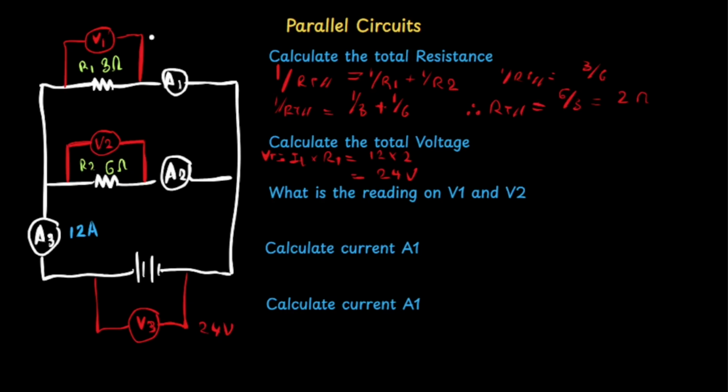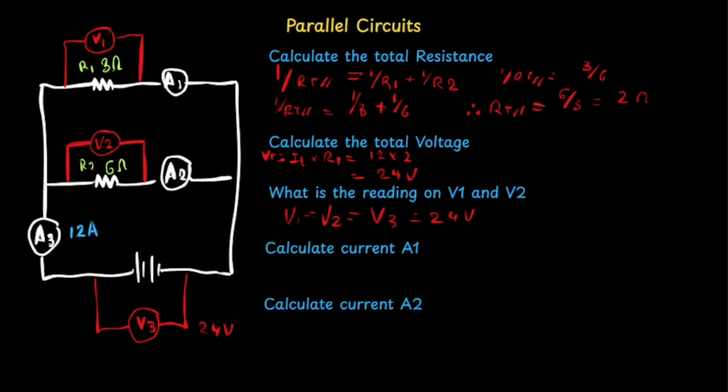We can see that V1 and V2 are in parallel to one another. We can also see that this connection is also in parallel to the battery. So V1 and V2 are in parallel to V3. So simply put, applying our theory, the fact that we know that the voltages across parallel branches are equal, we would be able to see that V1 is equal to V2, which is equal to V3, and we know V3 is equal to 24 volts. So V1 is equal to 24 volts and V2 is equal to 24 volts.